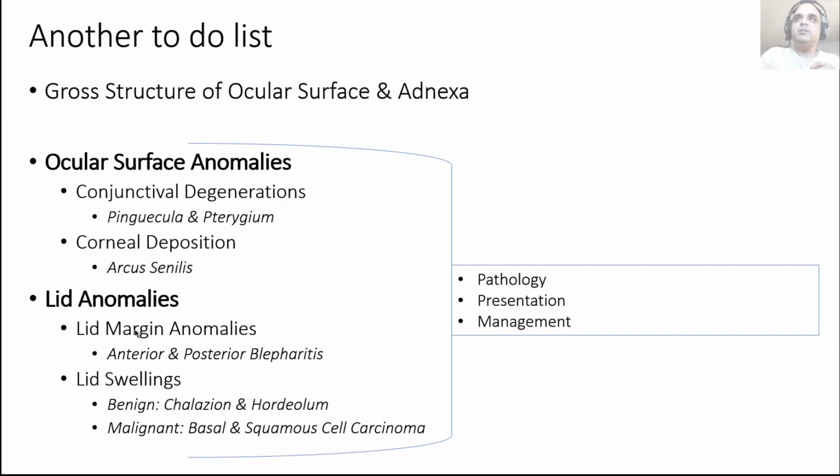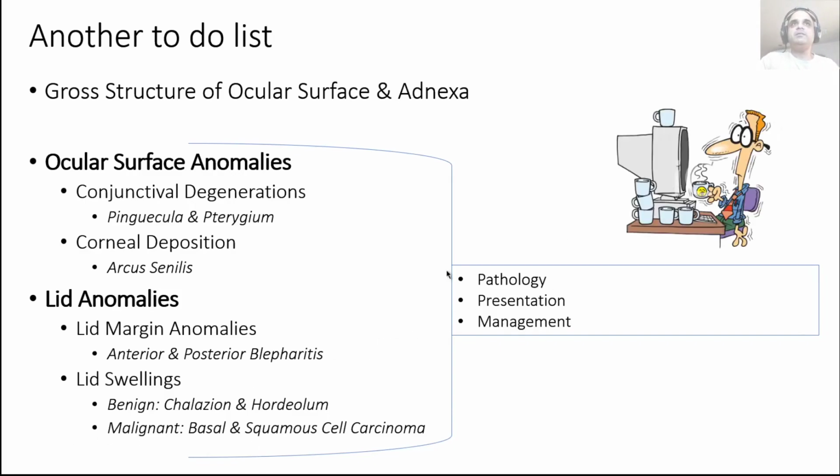Under the heading of lid anomalies, we'll do lid margin anomalies, under which we'll do anterior and posterior blepharitis. Then we'll do lid swellings, under which we'll do chalazion and hordeolum, which are benign lid swellings, and basal and squamous cell carcinoma, which are malignant lid swellings.